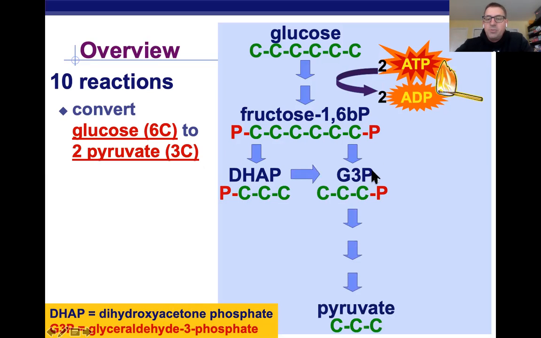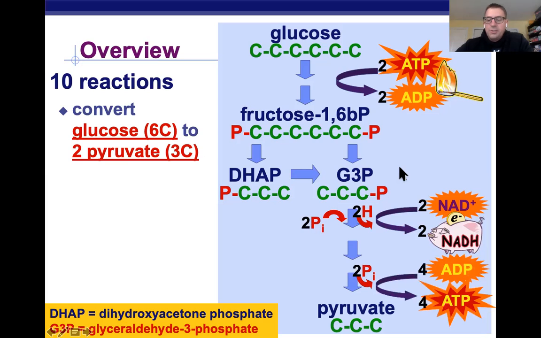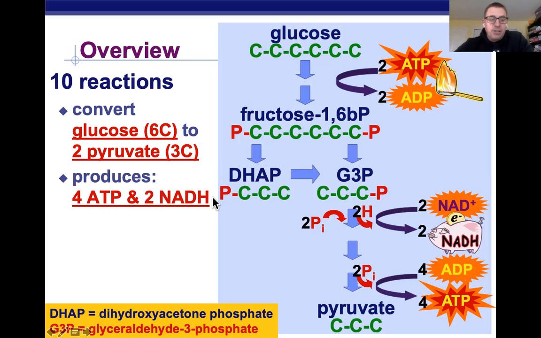After the energy investment phase, we get what's called the energy payoff phase, where we're going to actually remove some hydrogens from our intermediate molecules between glucose and pyruvate. We're going to start oxidizing some of our organic molecules and reducing NAD+ to generate NADH. We're also going to generate ATP. 4 ATP are going to come out at the end of glycolysis. Remember, we spent 2 at the beginning, so we're going to get a net gain of 2 ATP. So we get a total of 4 ATP and 2 NADH produced.